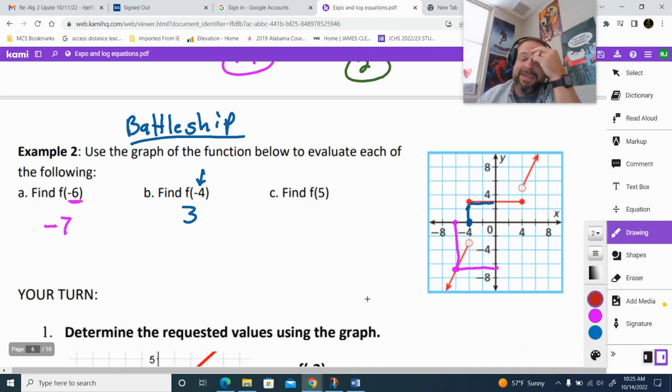Okay. The last one, we have 5. Okay, so 5 is in between 4 and 6.